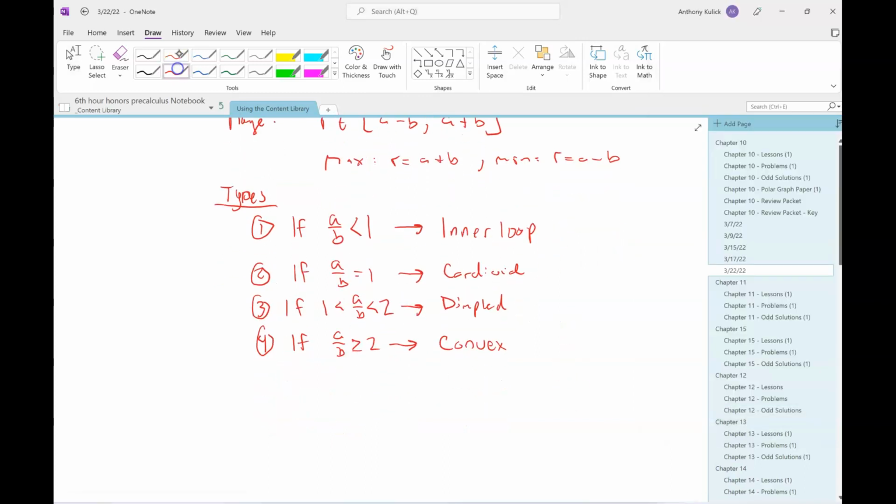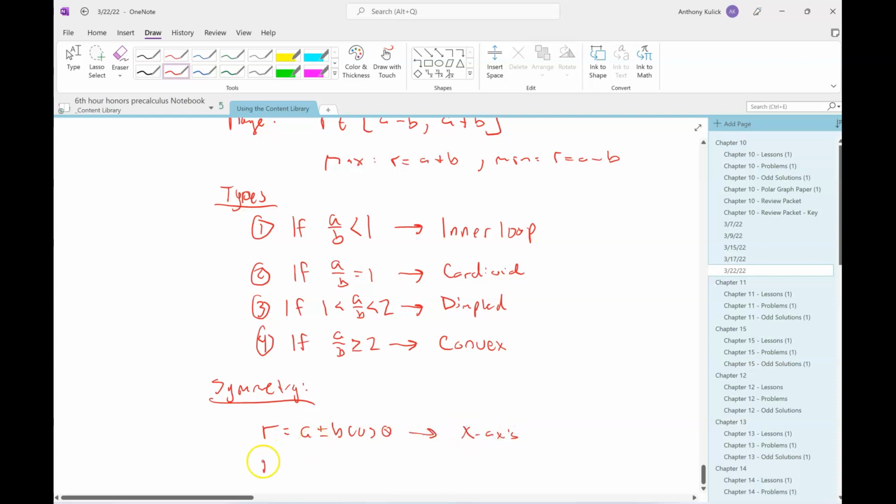All right, we still need to talk about symmetry because there's two situations for the symmetry. But it's really easy. So the cosine ones all have x-axis symmetry, and that's it. And the sine ones all have y-axis symmetry, and that's it.